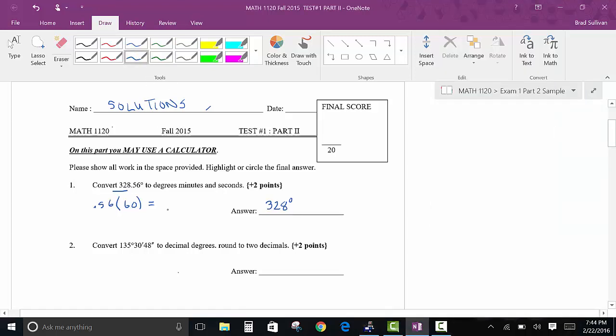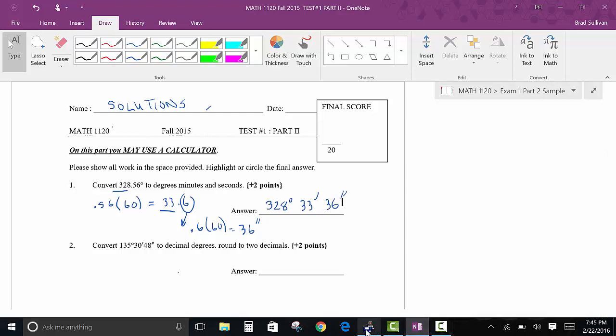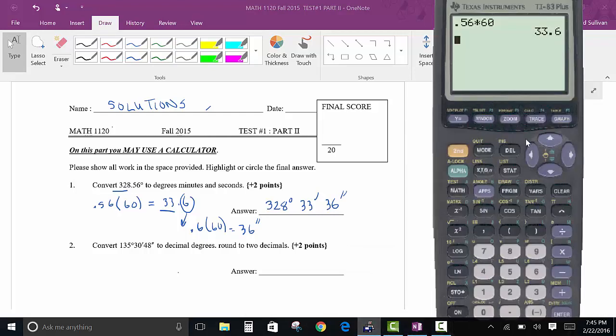All right, so what that means is we have 33.6. The 33 becomes the minutes. Okay, and then this, you can take that and multiply that by 60. So that gives 36, and then that becomes the seconds, like that. So that's how you put that together.